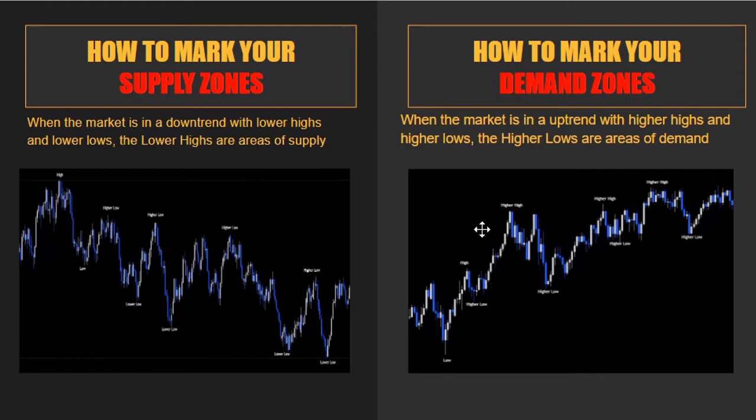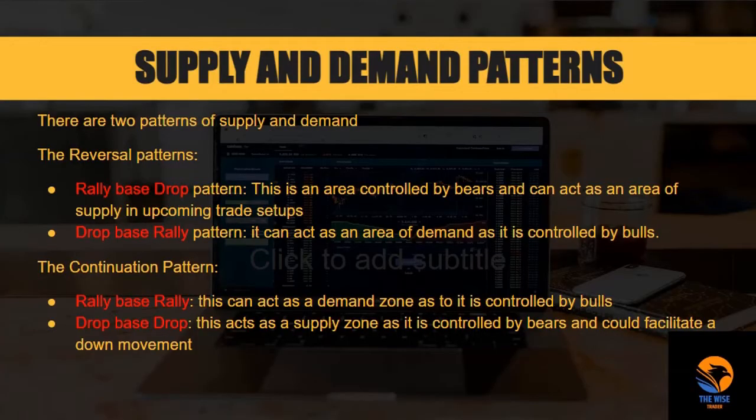The opposite is for demand, when you're making higher highs and higher lows, because buyers are pushing price higher. For the supply zones, the lower highs are areas of supply. So this lower high, the top, are areas of supply. You can see here areas of supply, they all work as areas of supply. Then for demand zones, the higher lows work as areas of demand, where buyers step in. As you can see, it worked here, it worked here, and so on. So you see supply and demand patterns.